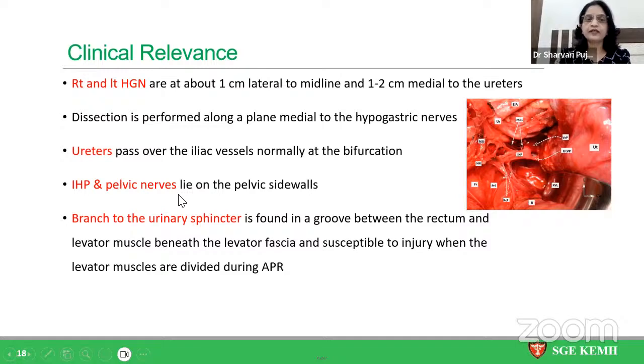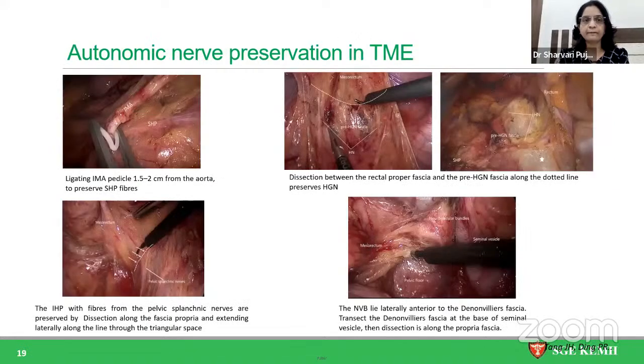So the inferior hypogastric plexus lies on the pelvic side walls and then gives fibers to the urogenital organs. This is the plexus of the uterus, going to the uterus, and then the nerve to the urinary sphincter. The nerve to the urinary sphincter arises in the groove between the rectum and the levator ani muscle at the level of the pelvic floor, and is likely to get injured when the levator ani is divided during APR.